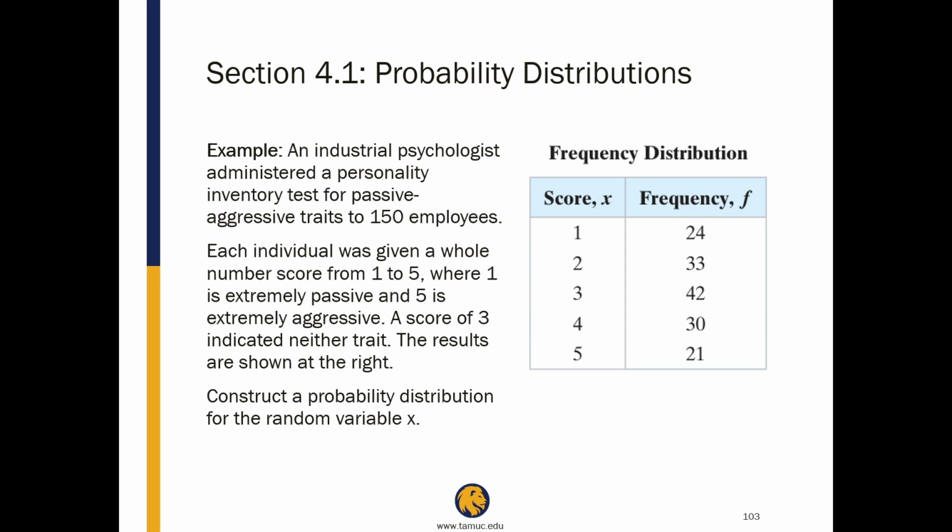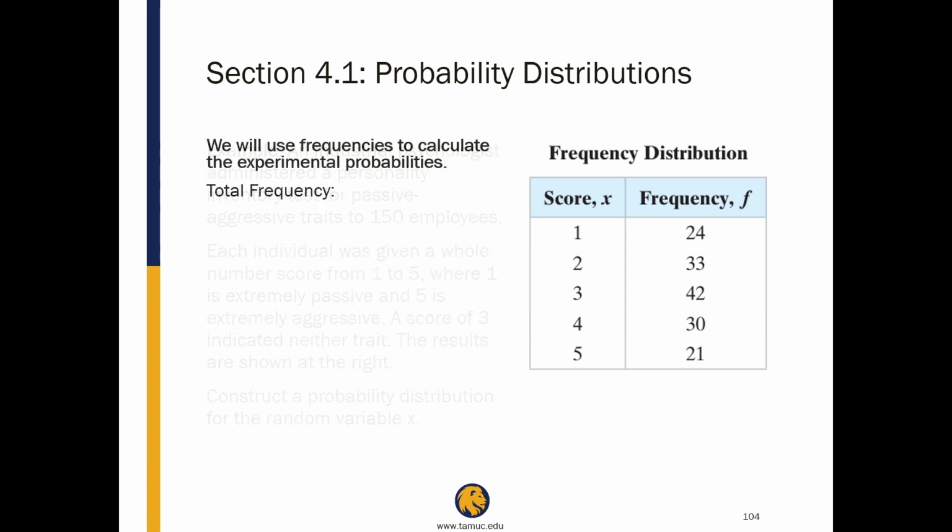Those are going to reveal to us the probabilities that need to go into the probability distribution. Starting out, we need to know the total frequency, which it already told us, but if it didn't, we would take all the frequencies and add them together to get the sum of 150 in this case. Then we need to go through and list out the probabilities for each score.